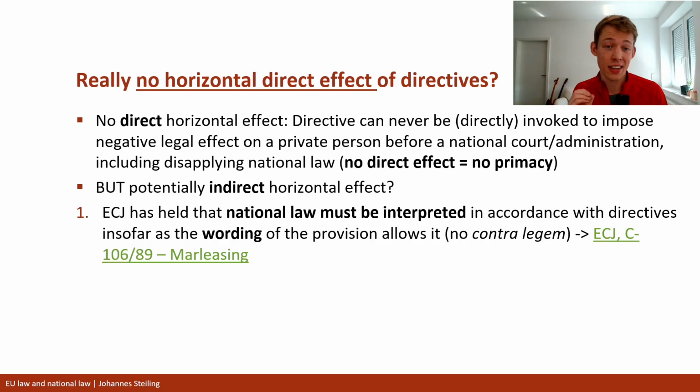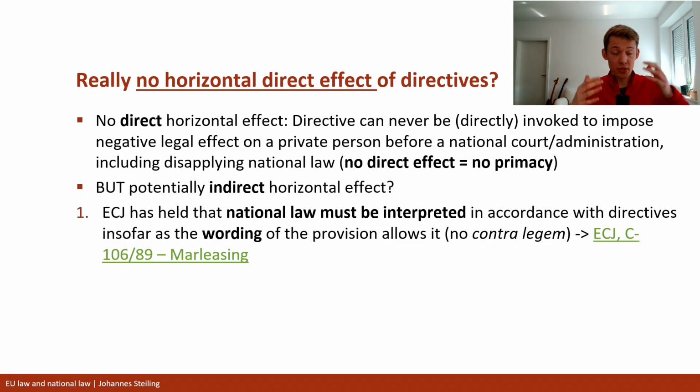So this is kind of through the back door, like a direct effect. It isn't technically a direct effect. This is really important, that you remember that in this case, we don't actually apply the directive and we don't disapply national law, because without direct effect, there is no disapplication of national law. But we will still interpret national law according to the directive. And this might still achieve the same result for me, which is that I win my case against the other private party or against the company, right?